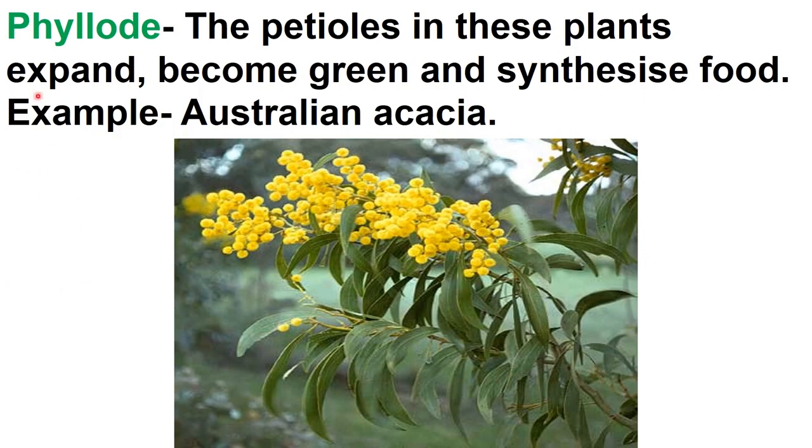Next is phyllodes. The petioles in these plants expand. So what happened in some plants? Petioles, you know the structure of leaf, okay? So petioles in these plants expand and become green and synthesize food, okay? You can say these are taking over the function of leaves, performing the functions of leaves. You can see here, these are actually petioles, okay? And these have become green and synthesizing food. For example, Australian acacia.